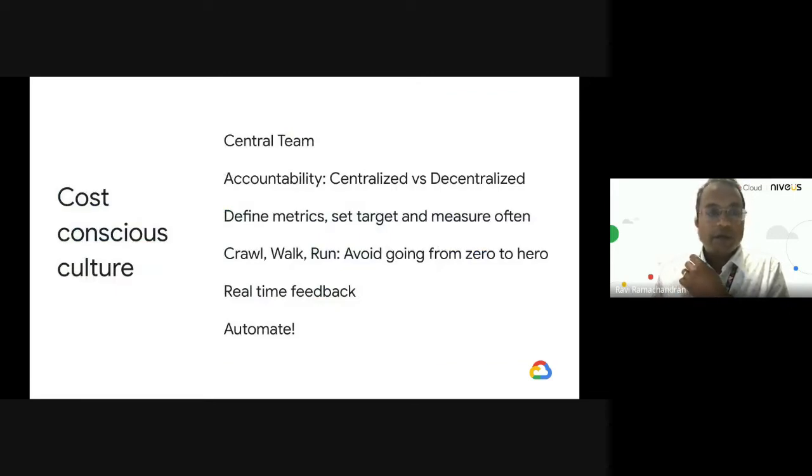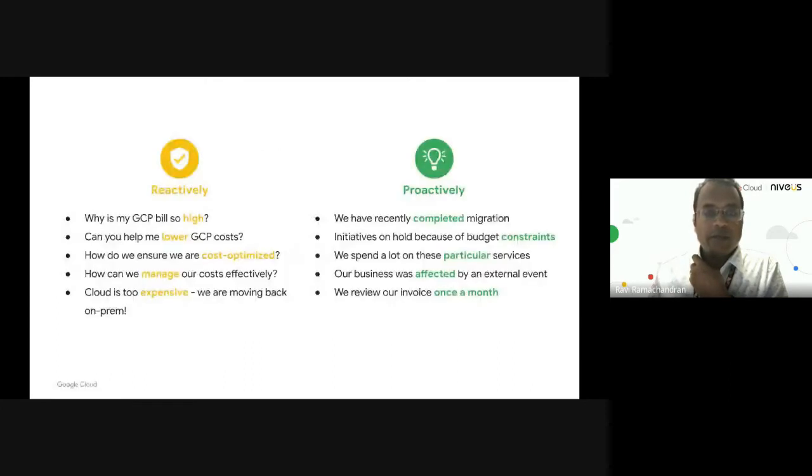Next one is around the culture that needs to be built. Once we know what's to be done, from both reactive and proactive mechanisms, the next piece is creating a cost-conscious culture. Because there are so many moving parts and it's not a single person's job anymore, you need a team internally aligned, or work through partners like Niveus, who have created intelligent solutions around this with some good use cases already in production. And they help you make your journey faster and more convenient.